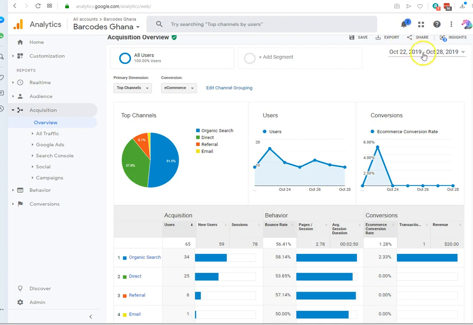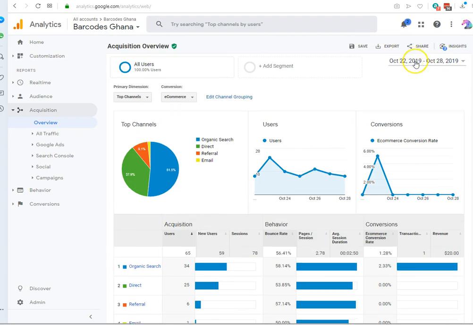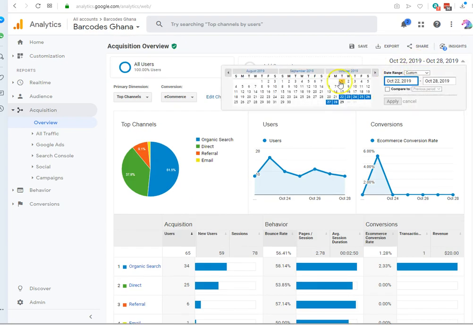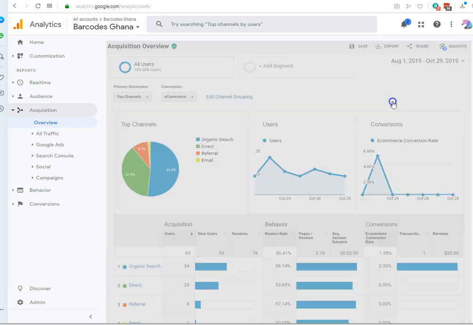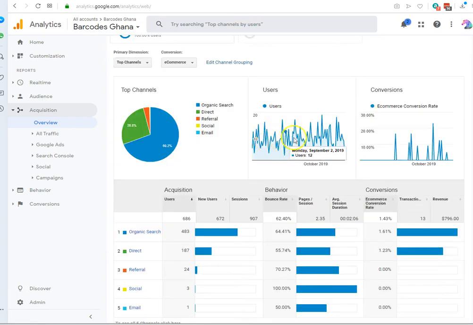Now up here in the top left is the date range, so you probably want a longer date range when you're looking. I'm going to look at 3 months' worth of data. Okay, and it'll show me the users. They vary with day, and you can hover over and see what day of the week people are coming. You've got your e-commerce conversion rate here, which is the percentage of visitors that convert.